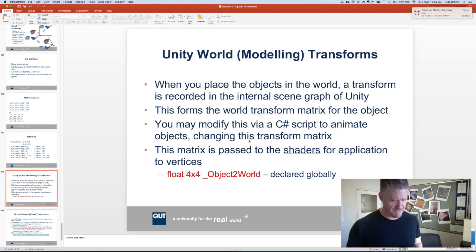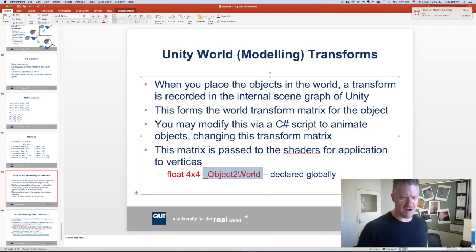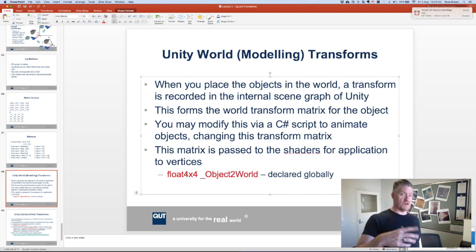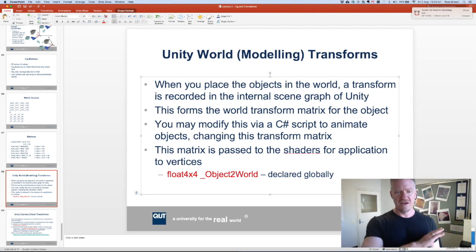But in the vertex shader, the object transforms, so when you've got whatever you've modeled in Maya and then whacked it into the world and its position in the hierarchy, the transform it inherits is defined as underscore object to world, float 4x4. That is what you have available to you in the vertex shader. Declare it globally, you've got it. So you can use it anywhere to perform those transforms. And this is one of the nice things about ShaderLab. This stuff is already set up for you.